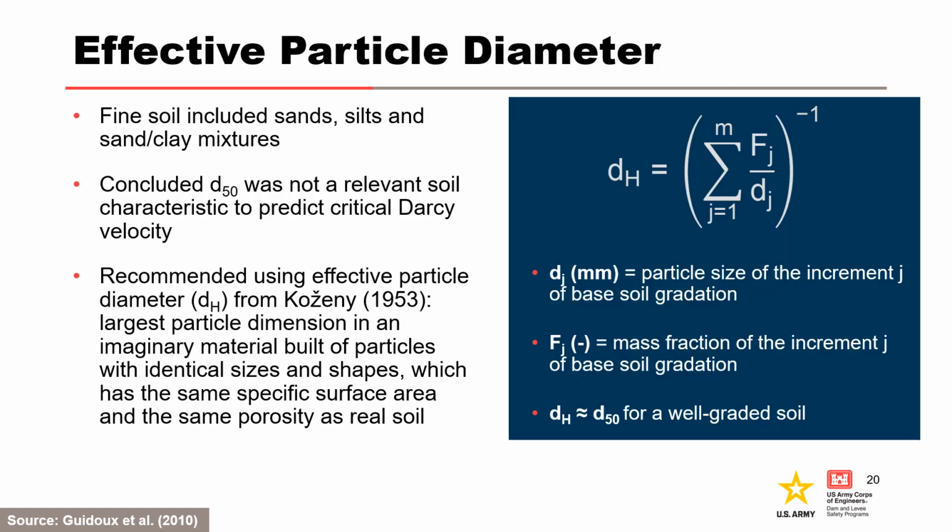You can note from the figure on the previous slide that the effective particle diameter, or dH, is used on the x-axis of the chart in lieu of the median particle diameter, or D50. This is because during testing, some soils exhibited similar critical velocities but had significantly different median particle diameters, and some soils exhibited different critical velocities despite having similar median particle diameters. In light of these results, it was concluded that the D50 was not a relevant soil characteristic for predicting critical velocity for fine-grained soils. Effective particle diameter, as defined in Kozeny 1953, should be a more representative particle size description for a base soil.